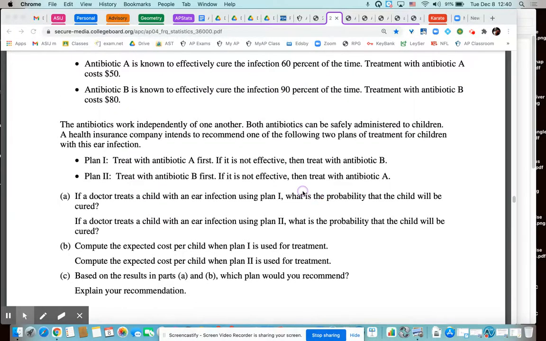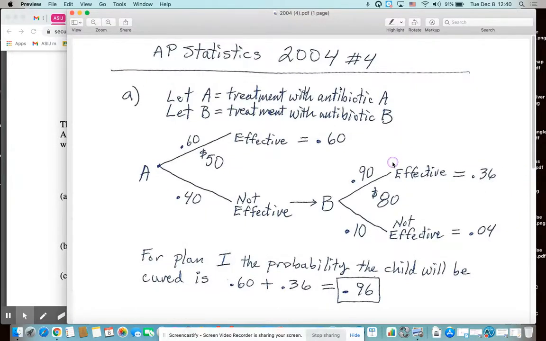Okay, so stop the video, draw your tree diagram, and then see if you can come up with a probability that they get cured. Okay, so after doing your tree diagram and coming up with these probabilities, you should have something that looks like this.